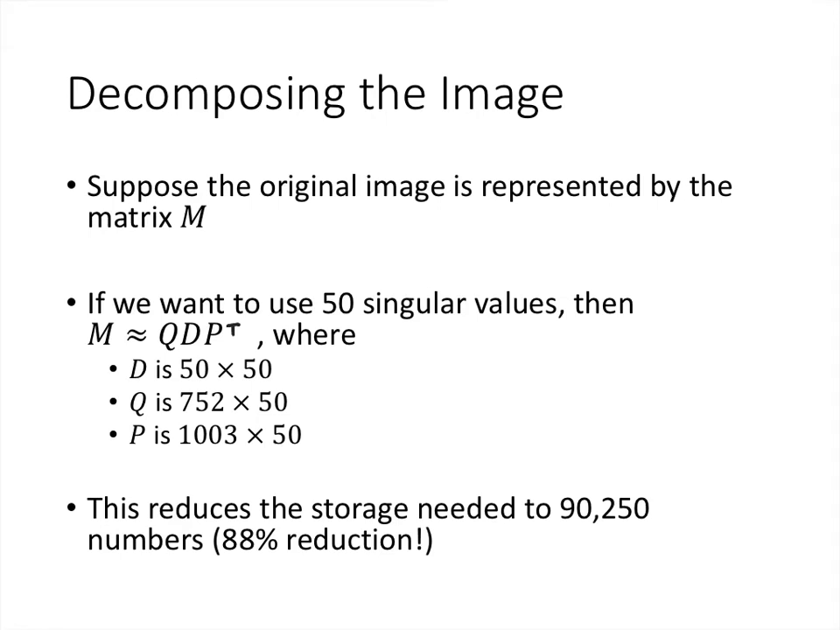So as an example, let's use the letter capital M to represent the original matrix that represents the original image. Remember that was 752 by 1003. And let's say that we want to use 50 singular values. Then M will look like Q D P transpose, approximately. And D, remember, is a square matrix, with dimensions based on how many singular values we choose. So in this case, 50 by 50. Q is going to end up being 752 by 50, and P is going to be 1003 by 50. If we add all that up, that means we only need about 90,000 numbers to store this image, and that's an 88% reduction in size from the original 750-some thousand.